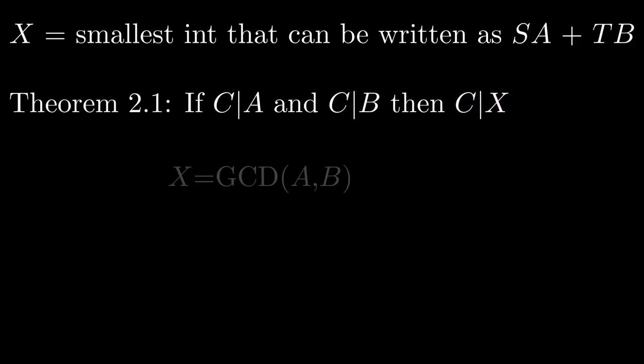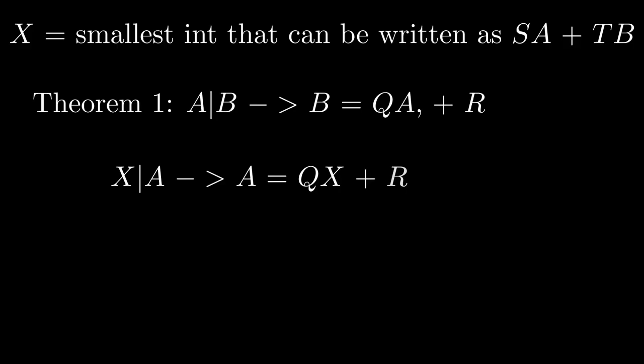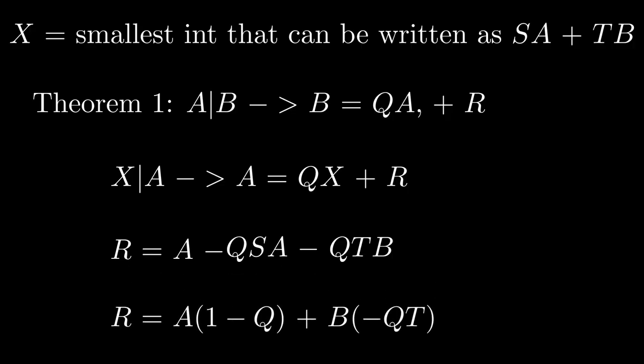To show this, we can use Theorem 1. Because x divides a, we know that a equals qx plus r. We can then rewrite this as r equals a minus q times x. Next, we can substitute x with the original formula s times a plus b times t. We can then distribute the q. Finally, let's factor out a and b.